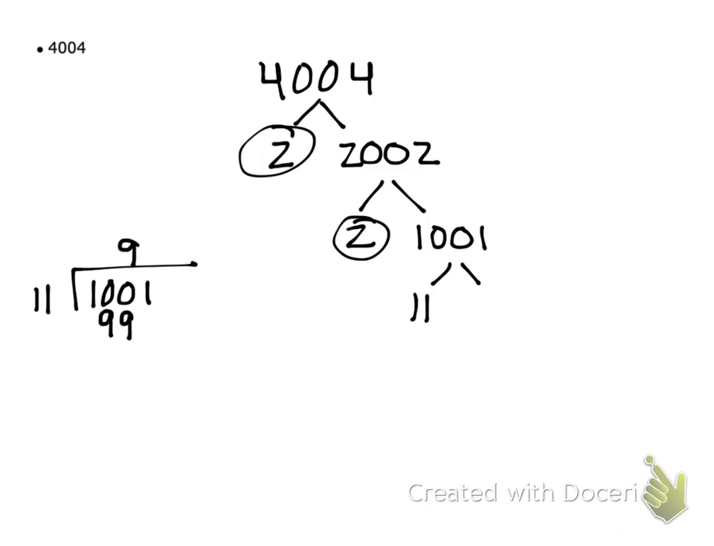That gives us 99. When we subtract and do our borrowing, we end up with a remainder of 1, and we bring down that other 1. 11 goes into 11 one time with our remainder of 0. So 11 times 91 would be 1001. 11 we know is prime. 91 we don't know, so we're going to go through some of our tests.